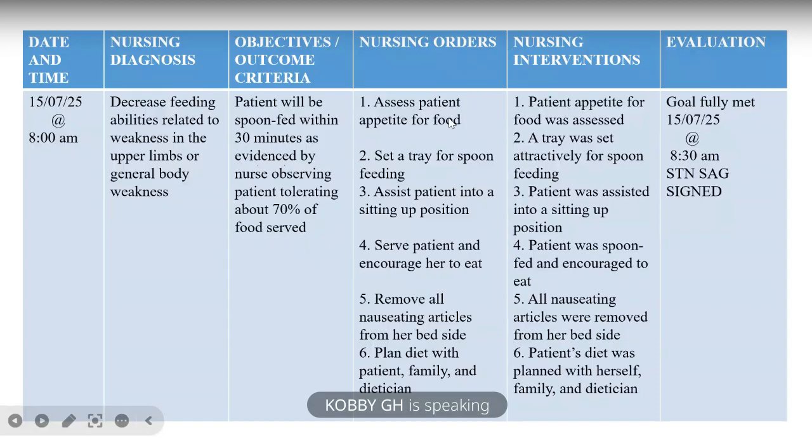What are the nursing orders? Assess patient's appetite for food. Patient's appetite for food was assessed. Set a tray for spoon feeding. A tray was set attractively for spoon feeding. Assist patient into a sitting up position. Patient was assisted into a sitting up position.